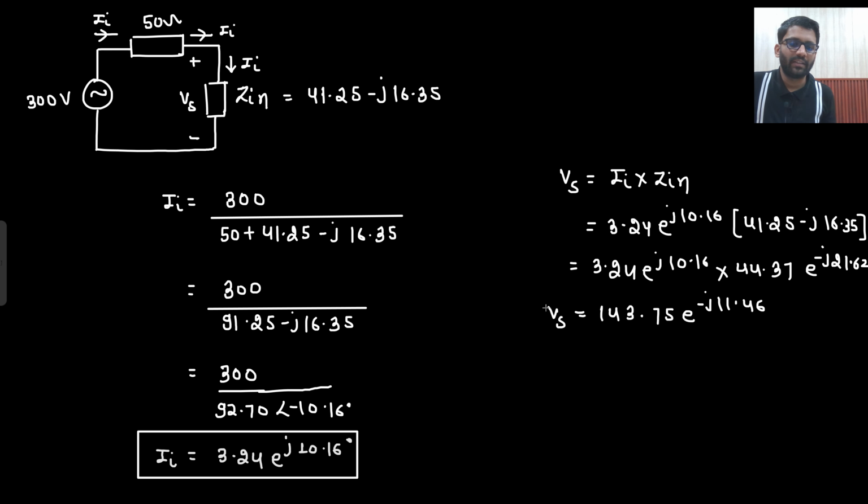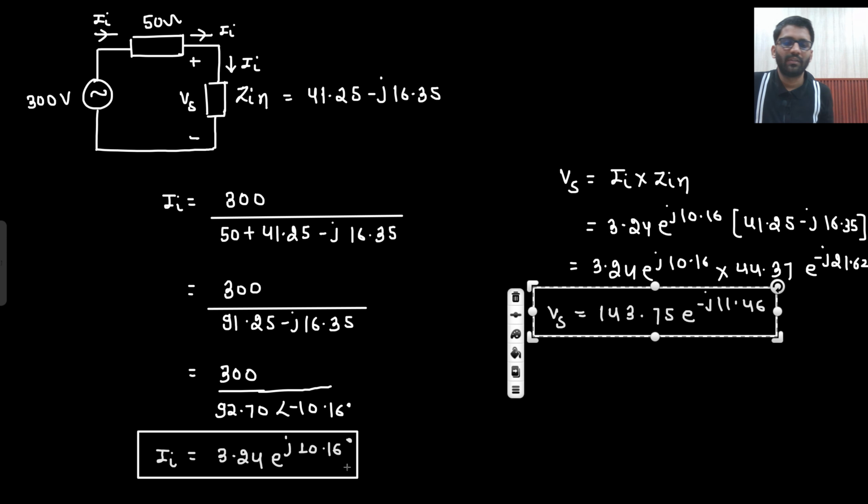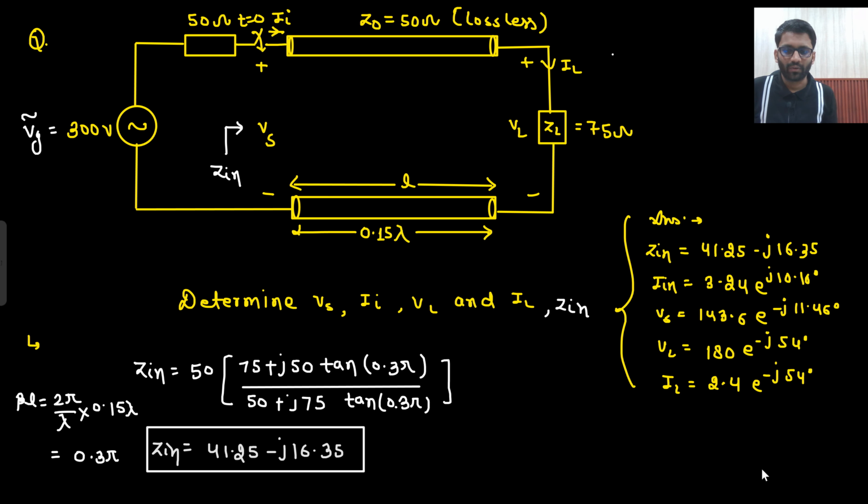Simple calculation is there. These kinds of calculation you should be habitual with. You need to know whether you need to convert it into polar form or complex form. Polar form calculation is always helpful. So I converted it into polar form and I got the value of Vs and Is as well. I have got the value of Z in.